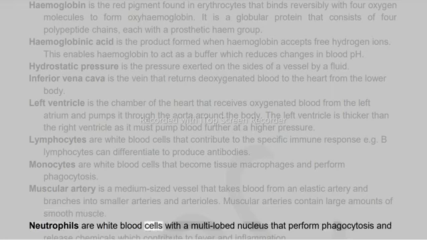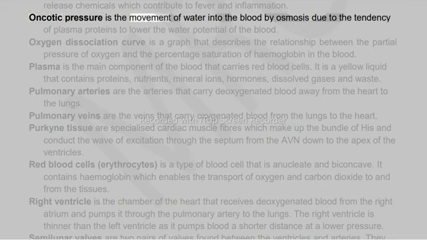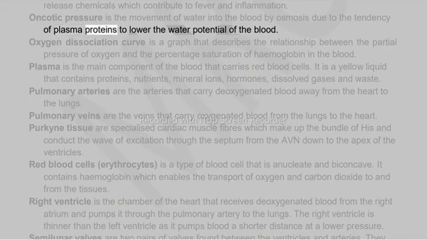Neutrophils are white blood cells with a multilobed nucleus that perform phagocytosis and release chemicals which contribute to fever and inflammation. Oncotic pressure is the movement of water into the blood by osmosis due to the tendency of plasma proteins to lower the water potential of the blood.